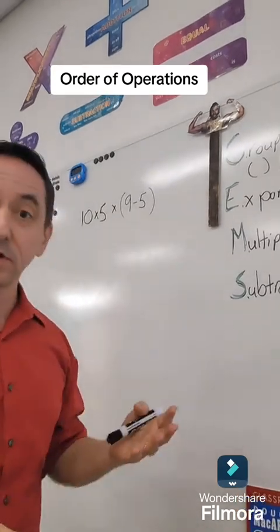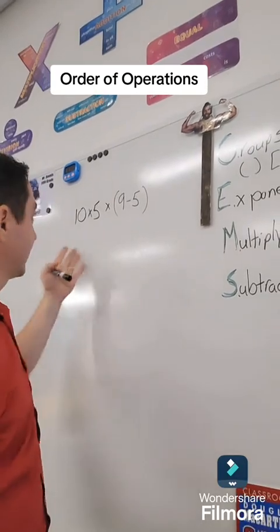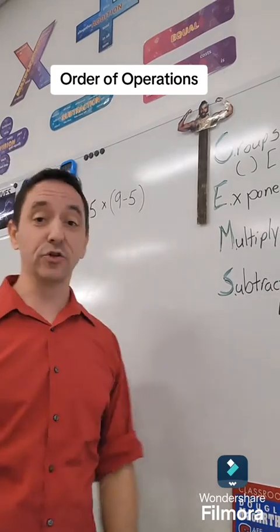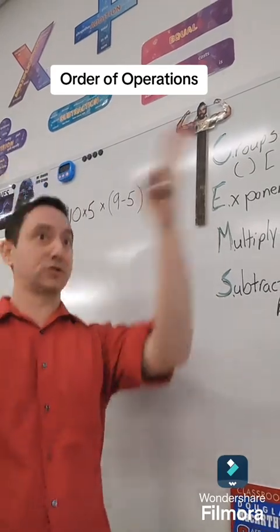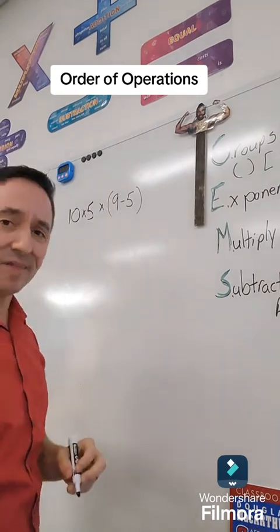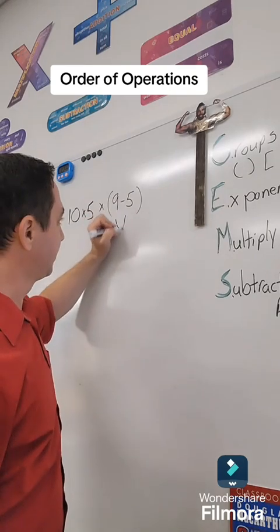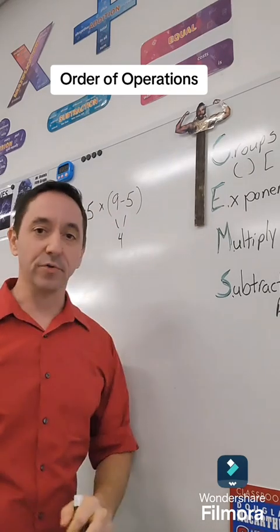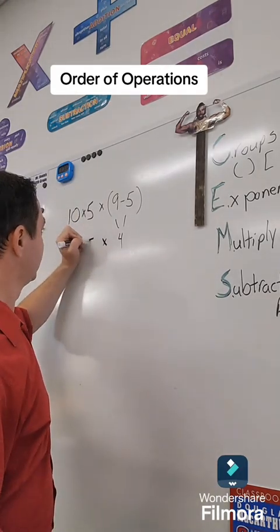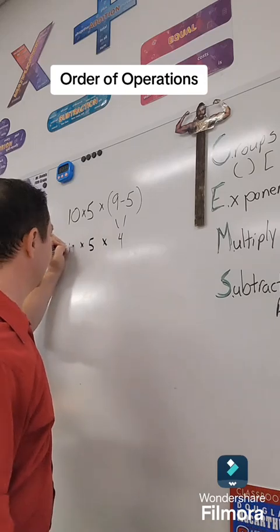Now, again, I'm going to look. And my acronym GEMS is like, groups. Do I see anything in groups? Yes, I see those parentheses shouting, solve me first. So I'm going to take care of that first. 9 minus 5. 9 minus 5 is 4. Now I'm going to bring down all the stuff I didn't use yet. My multiplication, 5, another times, and a 10.